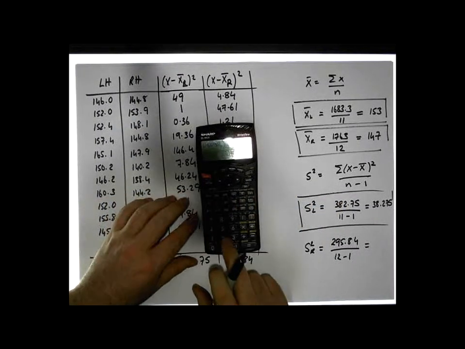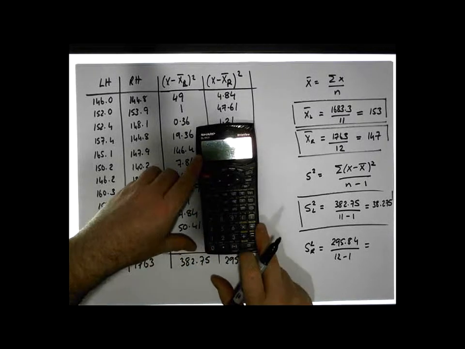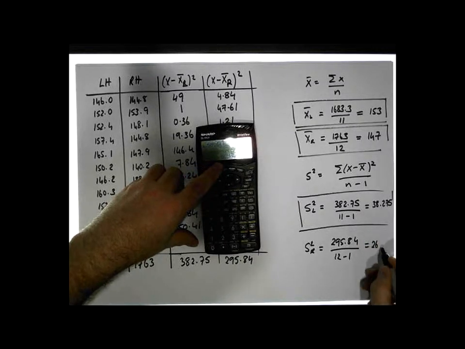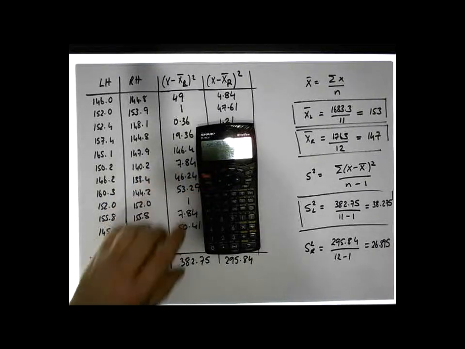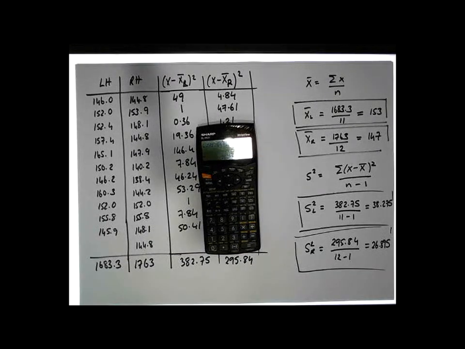So we have 295.84 divided by 11, which gives us a value of 26.895. I went to 3 decimals before, so let's go to 3 decimals here. Okay, that's the variance for the second group.